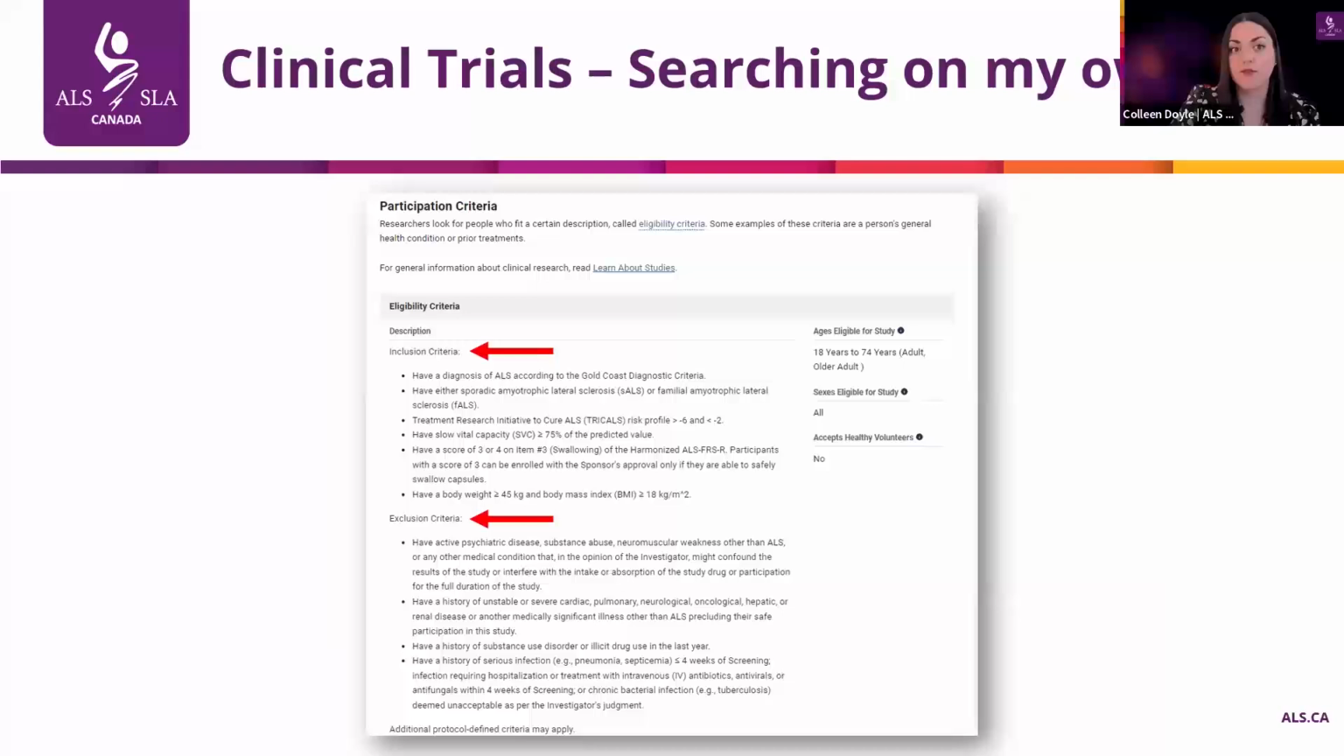The website is pretty user-friendly, but if you ever run into any problems or have questions, please don't hesitate to reach out to us at research@als.ca for more information. We're always here and happy to help. But with that, I'll now turn it over to Dave, who will highlight some other important considerations when it comes to participating in clinical research.